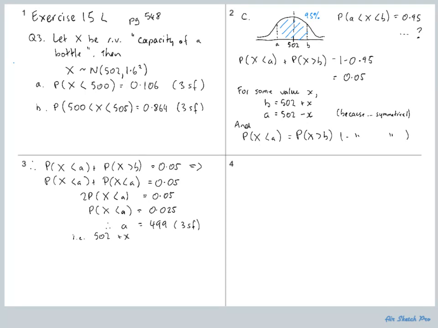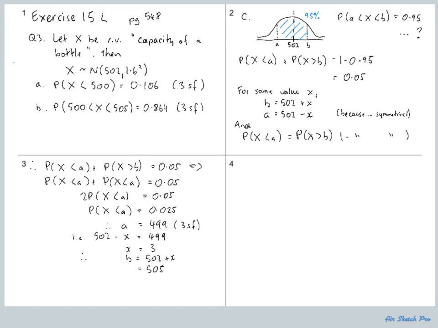I.e., 502 plus X is equal to 499 minus X. Okay, so that's from slide 2 there. And that means that X is equal to 3. Therefore, B, which is 502 plus X, is equal to 505 mils, and then we're done.